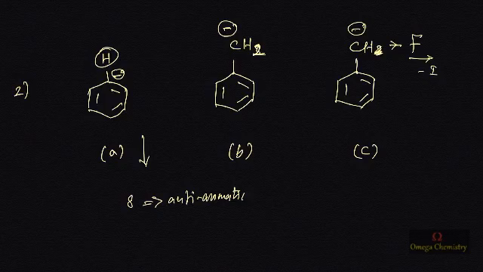That's why the intermediate that is formed in compound C will be more stable, and that's why that is more acidic. So the acidity order goes in this direction: C is more acidic than B, which is more acidic than A.